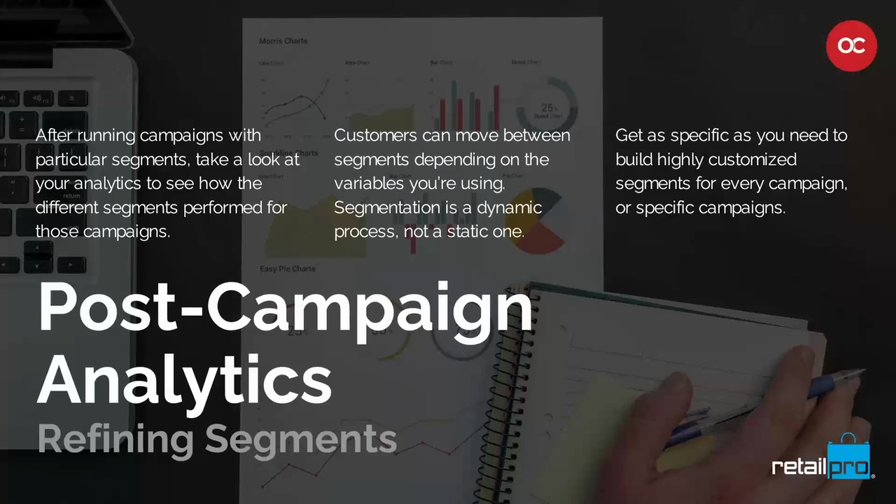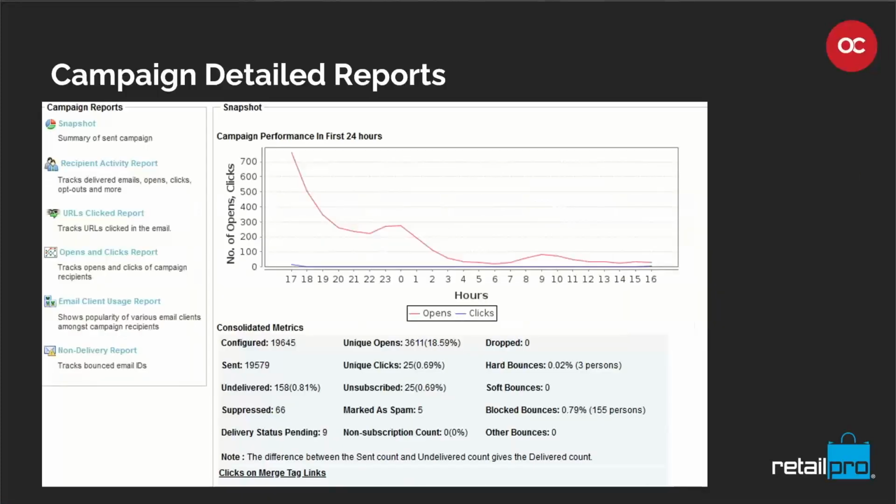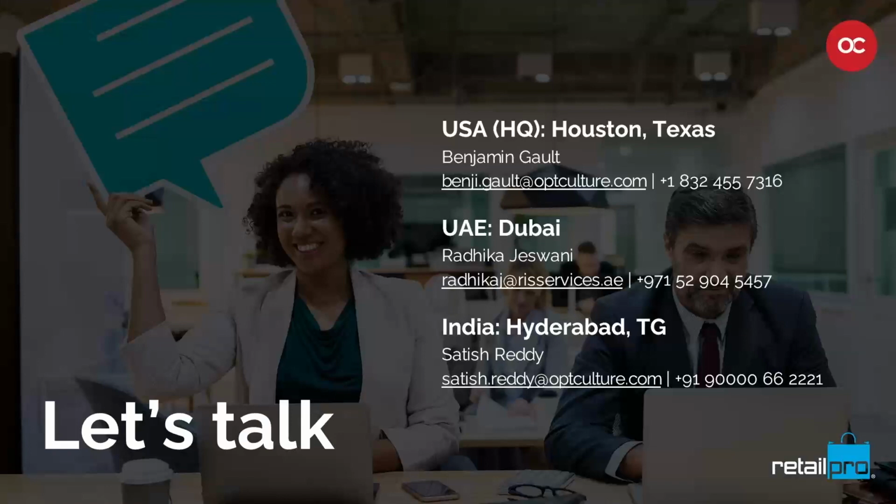A quick look at your email reports dashboard will show you if customers are opening and clicking through emails. Clicking on the name of the campaign will take you into an even more detailed report, which will show you things such as opens and clicks for a given time period, or even what devices customers are using to view emails.